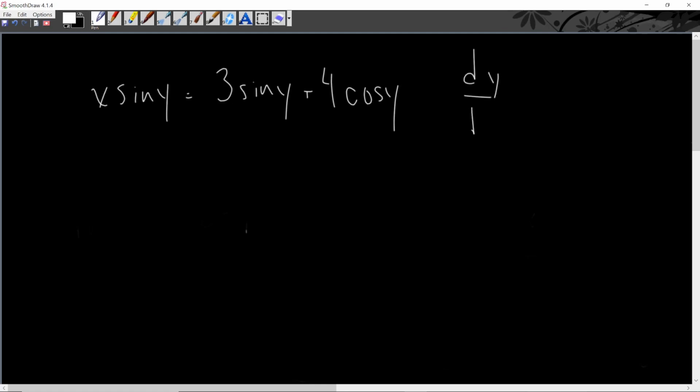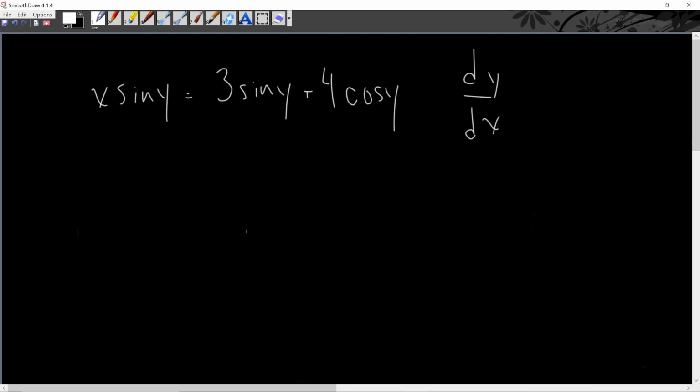And we're going to have x sine y equals 3 sine y plus 4 cosine y. And we're trying to find dy/dx. Alright, this is a slightly more normal one. It's definitely also kind of tricky, but I think we can do it.